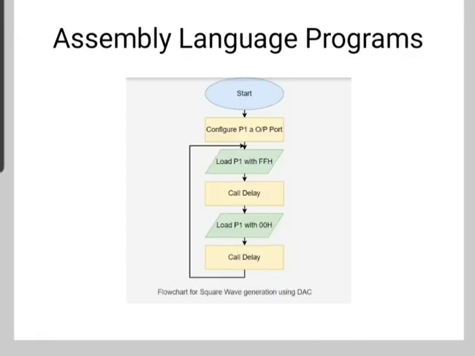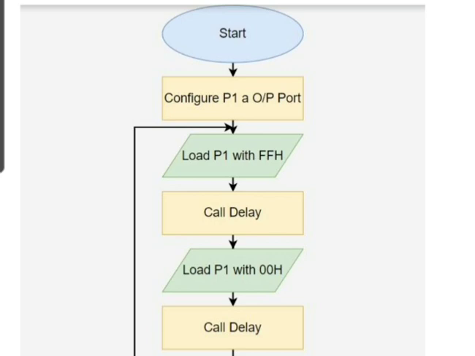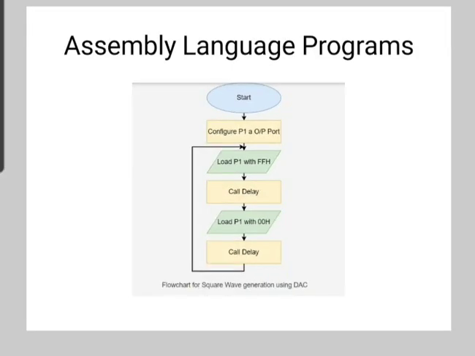Now here is the flowchart and assembly language program. Start, configure port P1 as output, load P1. So this is the flowchart for the square wave generation.